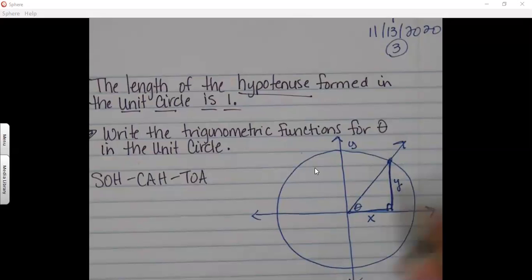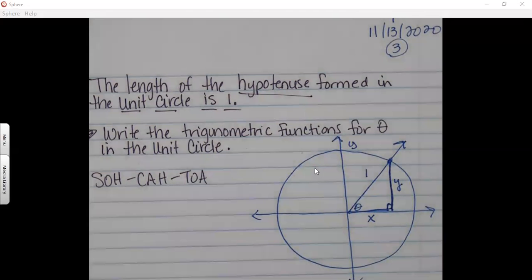But in the unit circle, if we can form a 30, 60, 90 or a 45, 45, 90, we can find the other legs just by knowing SOHCAHTOA. Okay? So we're just going to use what we know in this triangle. Okay, y'all with me? So first, let's find the sine of theta.